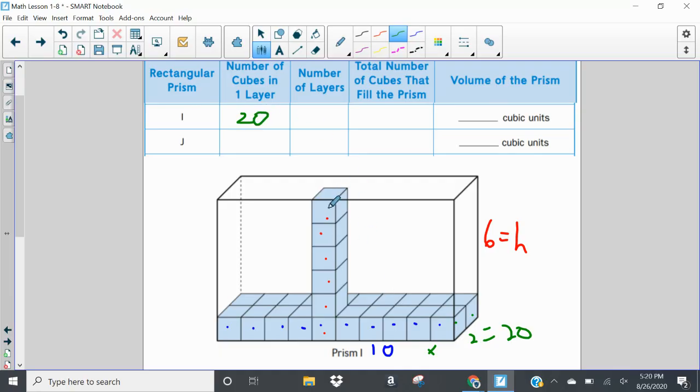How many total layers would there be? Meaning what's the height? That just means the height. 6. And let's multiply. How many total cubes are going to fit into this prism? 2 times 6 I know is 12. Mental math here. And then tag on a 0. 120 cubic units. 120 cubes are going to fit into that prism. All right.